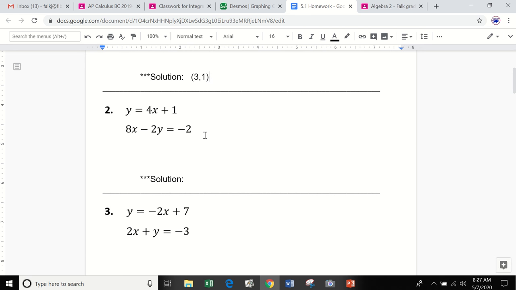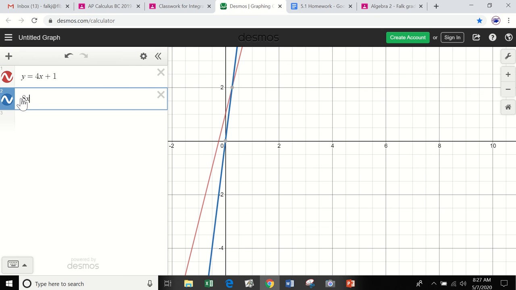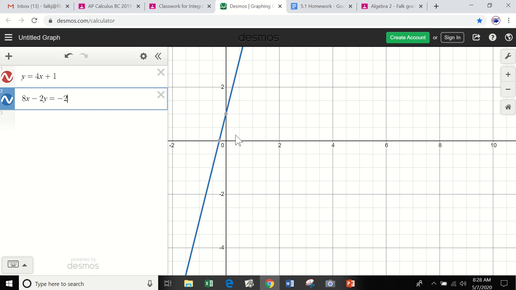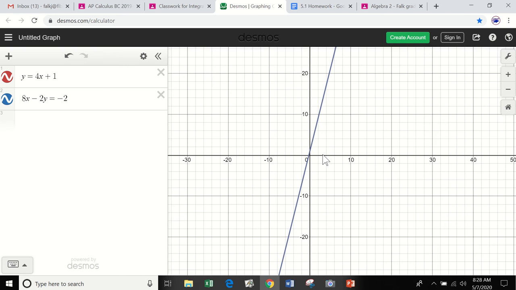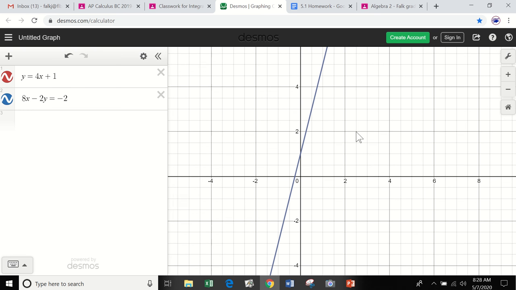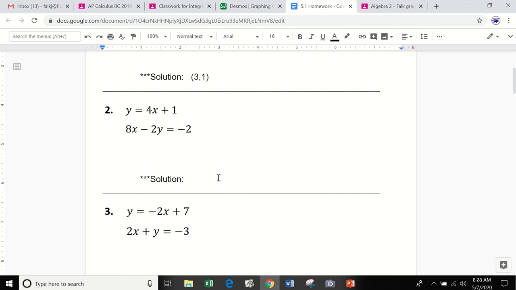8x minus 2y equals negative 2. So just like that, I have them both graphed. I move it over, maybe zoom out, zoom in. If you didn't catch what happened, look, click, click, click. It's the same exact line. And so remember, what that means is that there is an infinite number of solutions to the system.